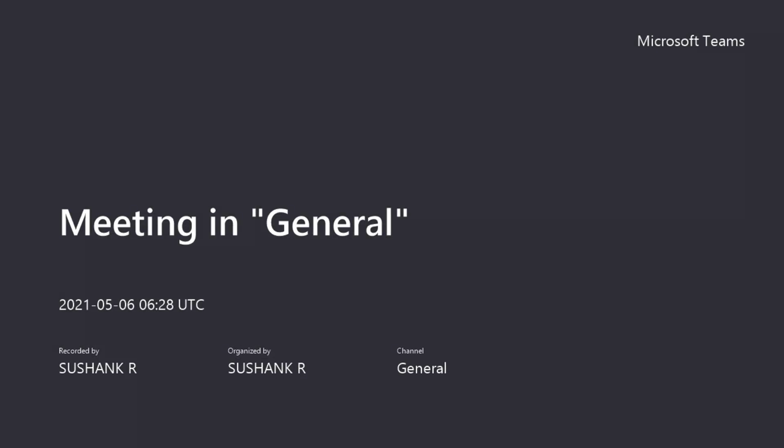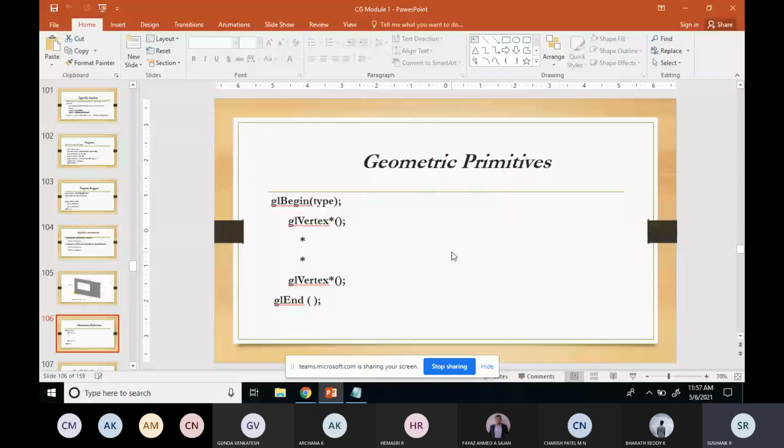So primitive functions, we have three categories. One is the point, line, and polygon. So we discussed each of the things. What do you mean by point? What do you mean by line segment? And what do you mean by the polygon?